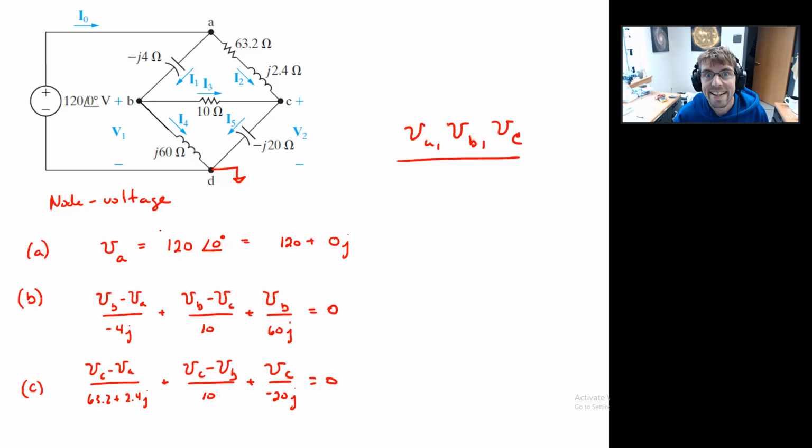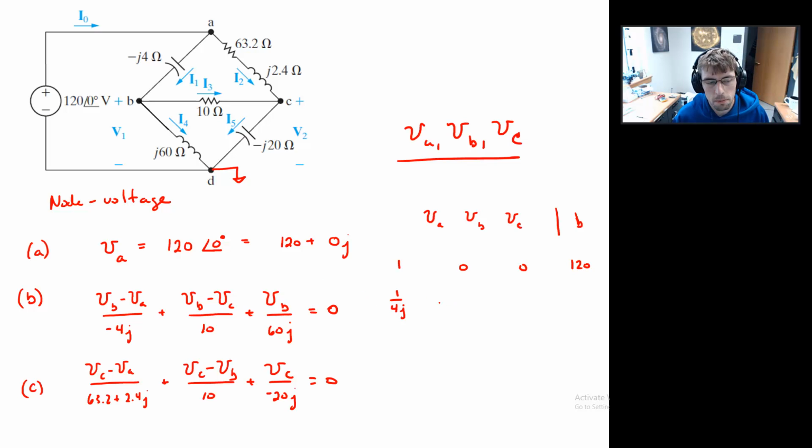You got it? Yeah, good. So in standard form, I'll put VA in the first column, VB in the second column, VC in the third column, and then, of course, my remainder, what I called lowercase b. So the first row is just 1, 0, 0, and 120. Our second one, we'd have something like 1 over 4j, and I'll just leave this as a fraction. MATLAB is smart enough to figure it out for us.